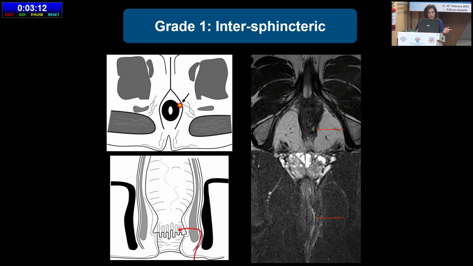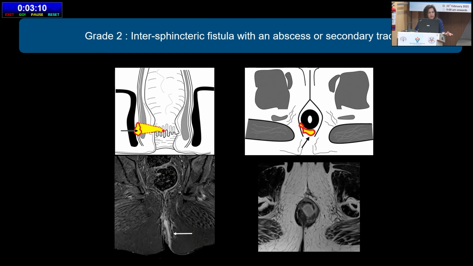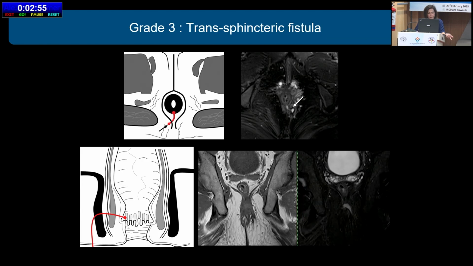That is your grade 1. If there is an associated complication in an intersphincteric fistula, like in this case, it's not crossed the margin, not gone into the ischioanal fossa, but you have an associated abscess. So this will go into a grade 2.